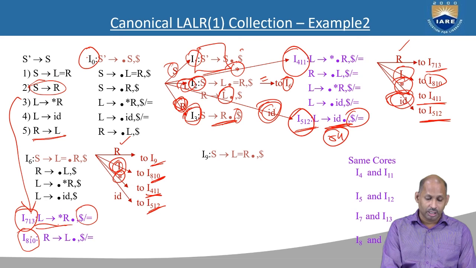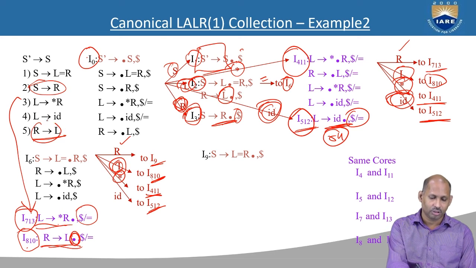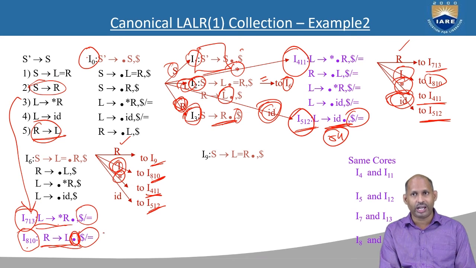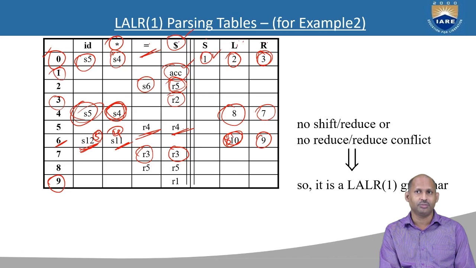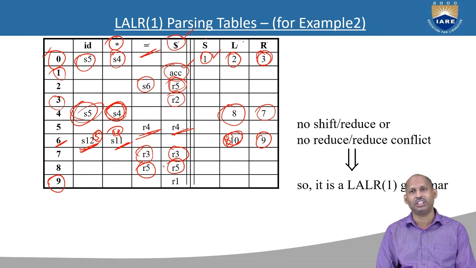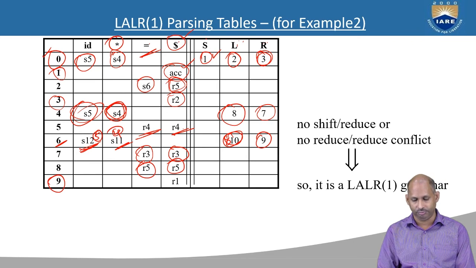Then the eighth state. Production with dot at the end, the fifth production, where we have to write dollar and assignment. Reduce production number 5 in the assignment column and dollar column.